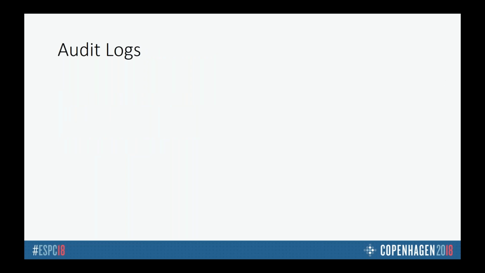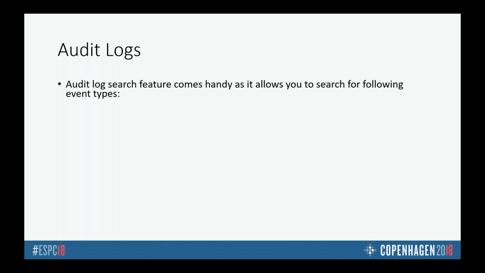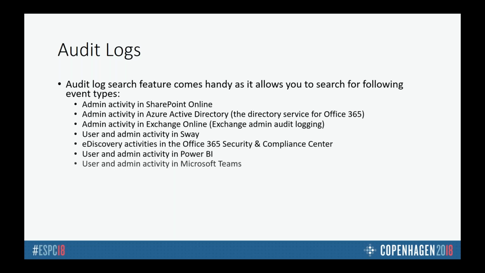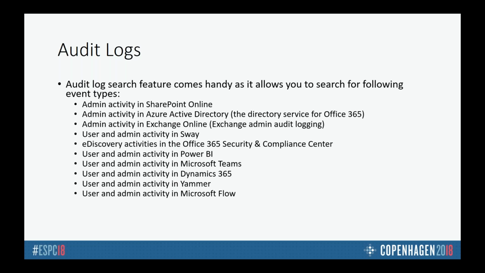One other feature that is good and built into Office 365 is the ability for you to control and gather audit logs. Audit logs are very important in the security area, because they provide you with comprehensive information about various activities that happen within Office 365. So it can track admin activity in SharePoint Online. It can also track admin activity in Azure AD. It can track Exchange, other services like Sway, and also activities in the e-discovery area, Power BI, Teams, Dynamics 365, and others like Yammer, Flow, and Microsoft Stream.